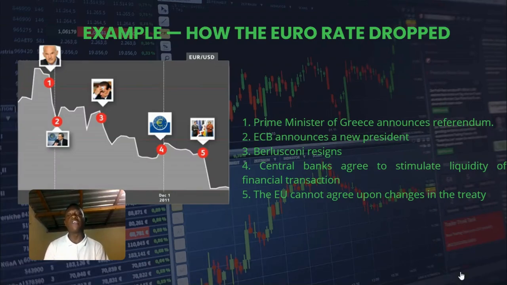Now, let's look at a real world example of how news and events can affect the Forex market. In this example, we're looking at EUR/USD and how the euro rate dropped due to political and economic events in Europe. Event number 1. First, the Prime Minister of Greece announced a referendum. This created uncertainty in the market because investors were unsure about Greece's future in the European Union. Uncertainty causes fear, and fear causes traders to sell the euro.